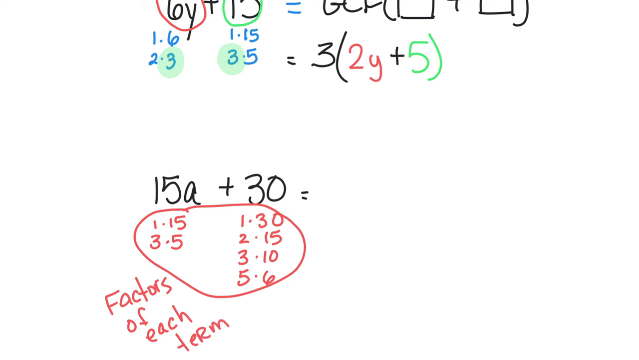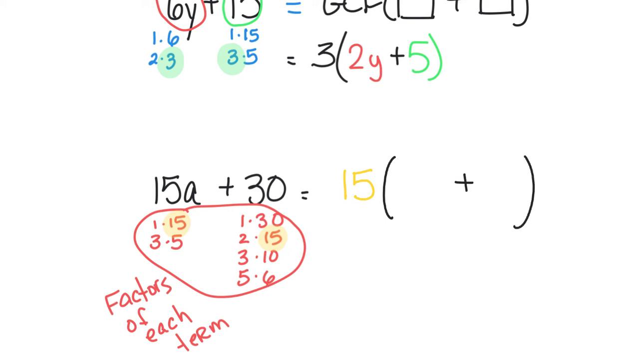So in those factors, what is my greatest factor? 15. So I'm going to come back and I'm going to highlight 15 because that's my GCF. So now, since my GCF is 15, I'm going to put it outside the parentheses. I'm going to have my plus in the middle, and I'm going to close my parentheses.